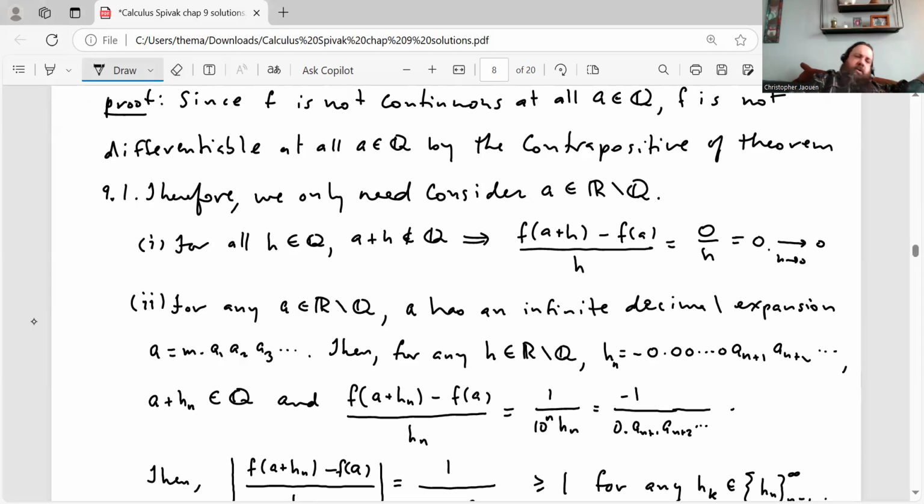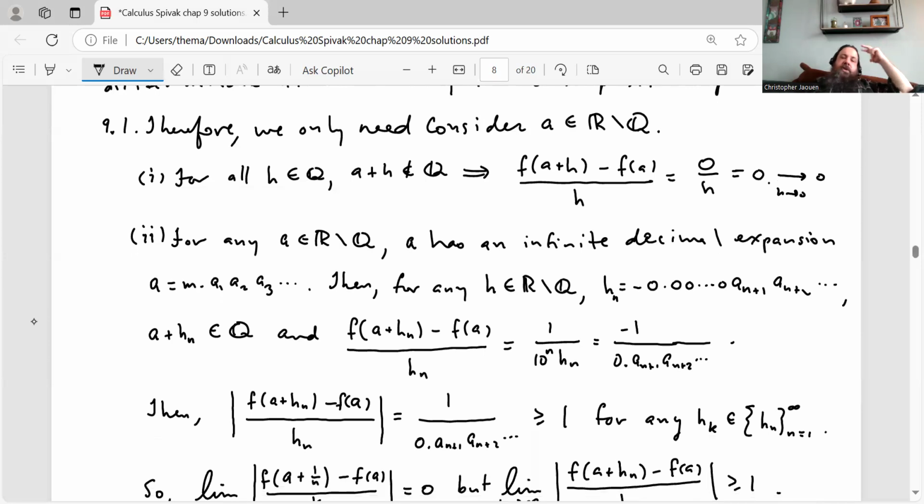Case number 2, for any a irrational, a has an infinite decimal expansion. Say a is m decimal point a1, a2, a3, et cetera. Then for any h irrational, I'll call it hn, the specified value of h that he gives in the hint, a plus hn is rational, and f of a plus hn minus f of a over hn is equal to 1 over 10 to the n times hn, which is -1 over 0 point an plus 1, an plus 2, dot dot dot forever, because you're multiplying the decimal by 10 to the n, right?